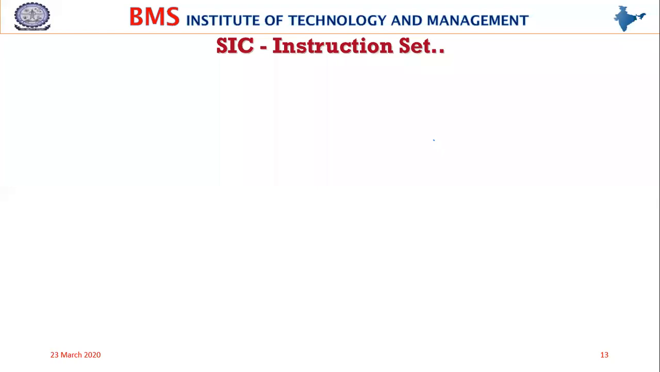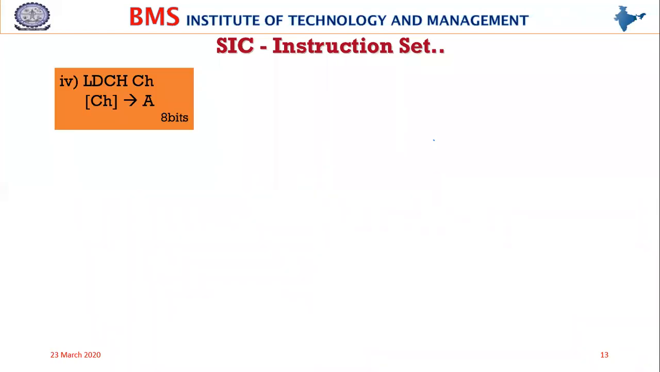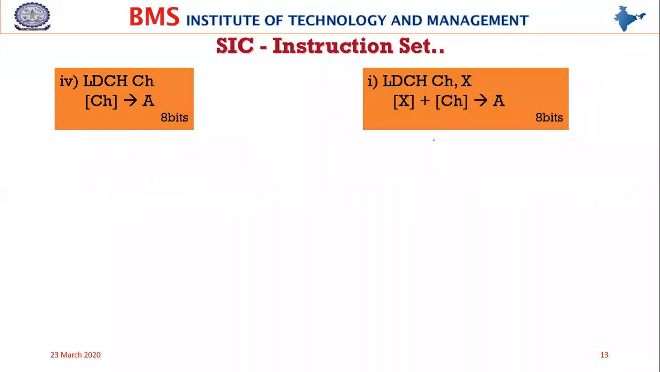Fine. Further we'll move on. We have LDCH, where one character specified in the variable CH, 8 bits, will be moved onto your accumulator. Similarly, LDCH comma X means load character with indexed addressing mode. X will be added with the address of CH. At the resulting target address, one character, 8 bits, will be loaded onto your accumulator.